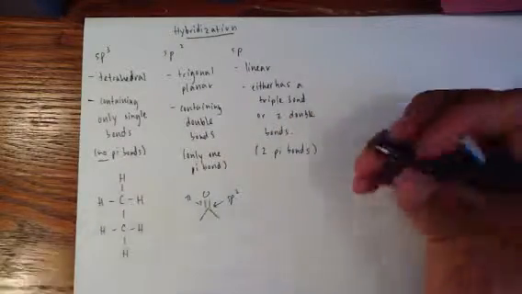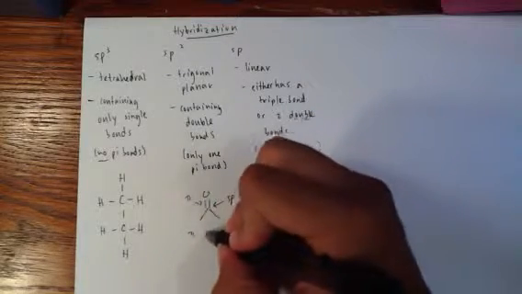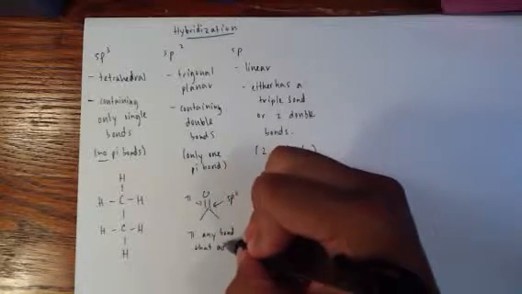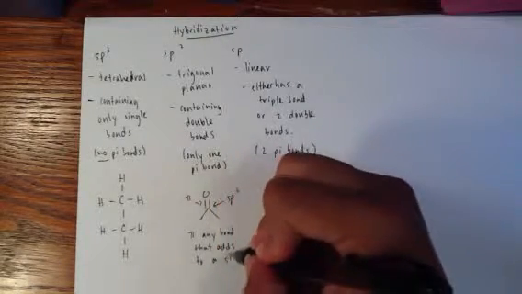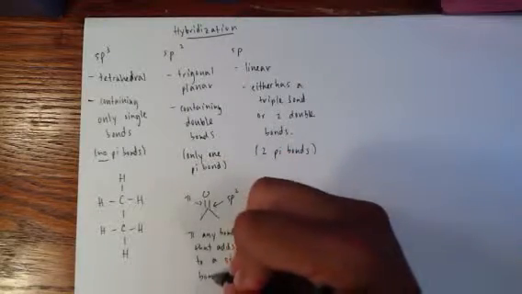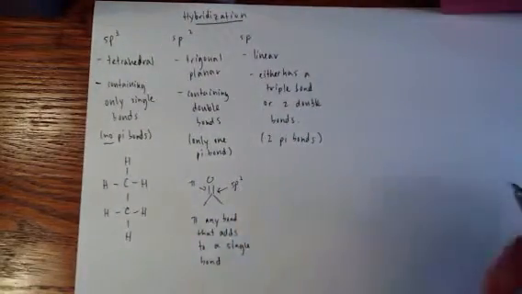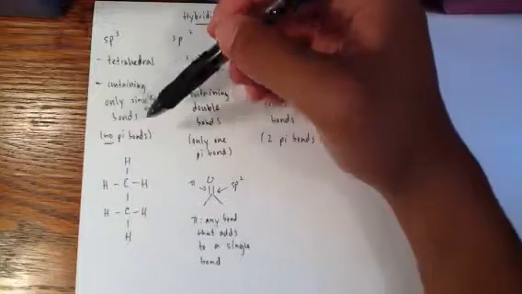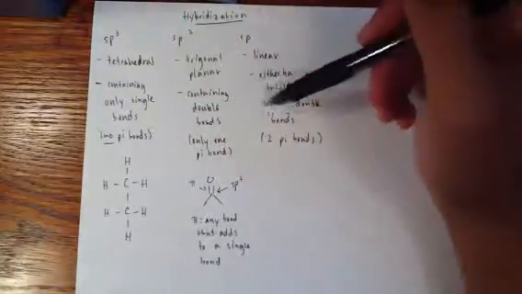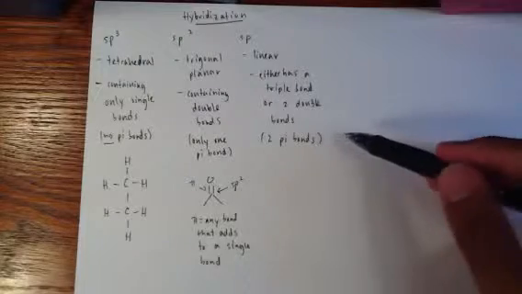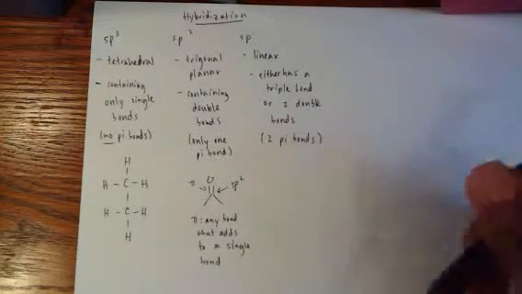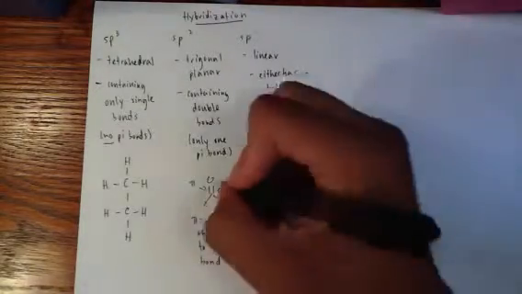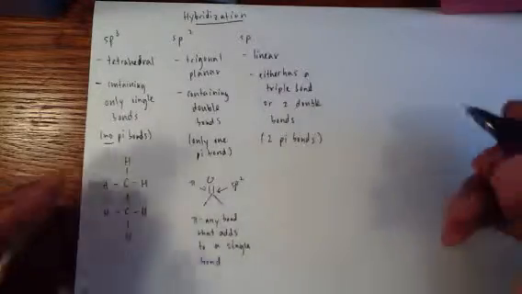If you forget what a pi bond is, basically a pi bond means any bond that adds to a single bond. Just so that you know that, in case you forgot what a pi bond is, because I have written here no pi bonds, only 1 pi bond, 2 pi bonds. I don't know if you remembered it this way, but this will allow you to understand it a little further if you don't fully understand what a pi bond is or what hybridization is.